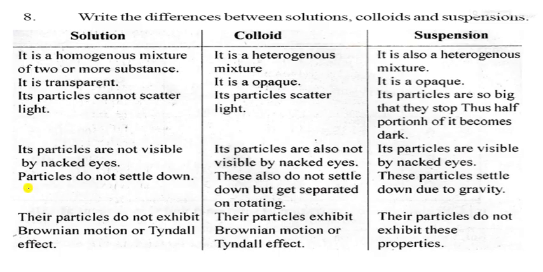Now come to the last question. Write the difference between solution, colloid and suspension. Now these are the differences. The first point: a solution is a homogeneous mixture of two or more substances. It is transparent, so remember, it is transparent. A colloid is a heterogeneous mixture. It is opaque, that means not transparent. A suspension is also a heterogeneous mixture and it is opaque.